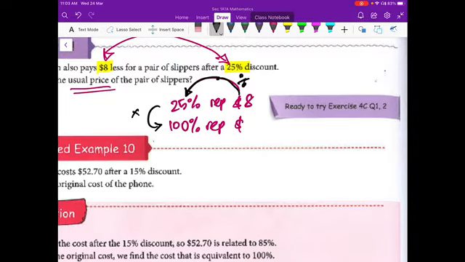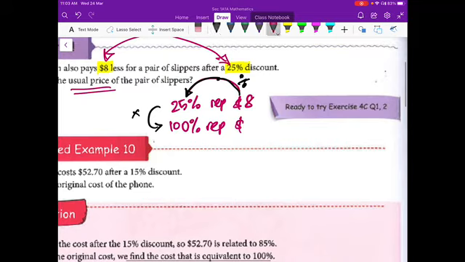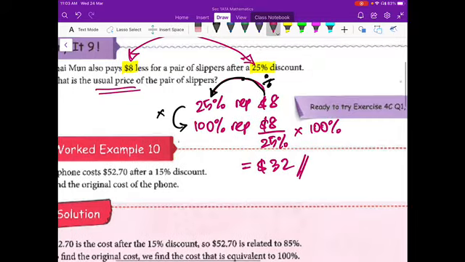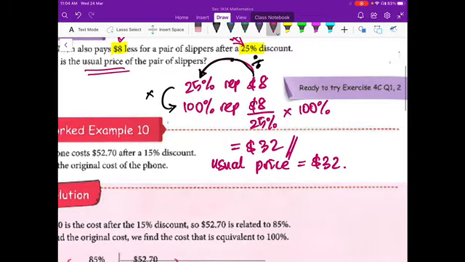Okay, enough time already? Not yet. Okay, let me check. So we have 8 over 25% times 100%. 32, yes. By the time you take your calculator, we finish already. So the usual price is 32. That's all. Yes, 32.